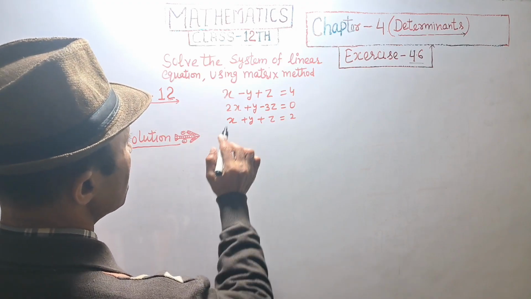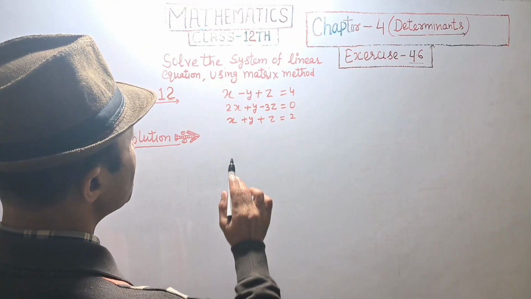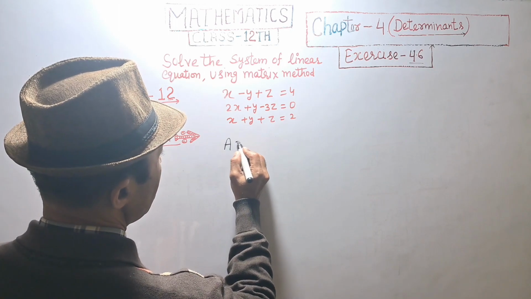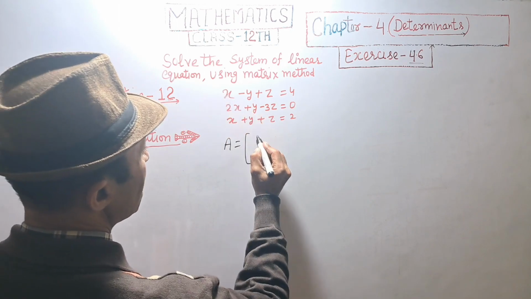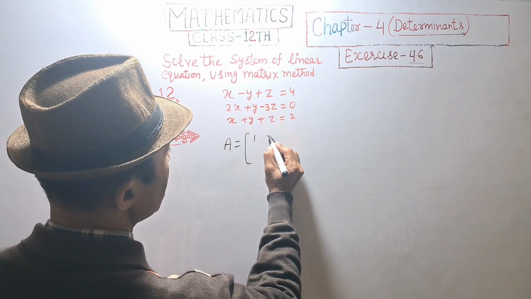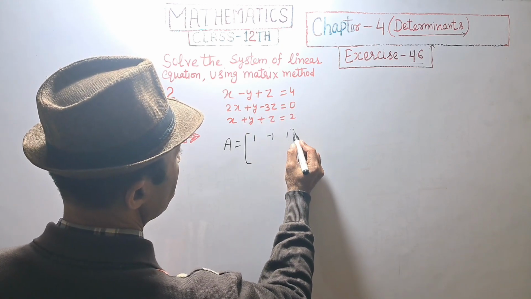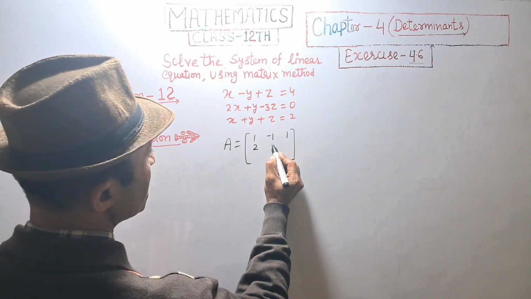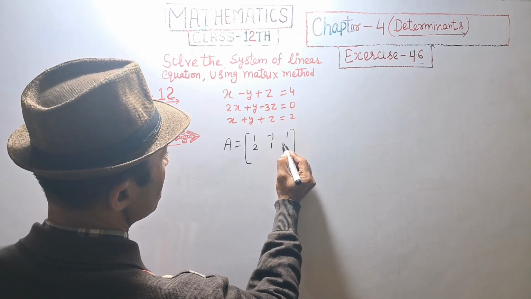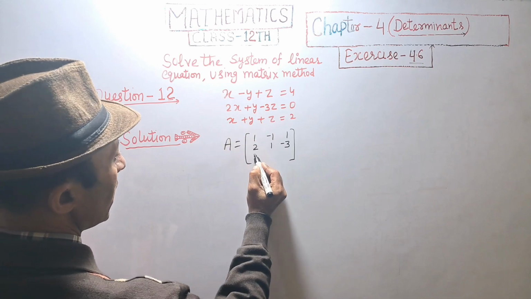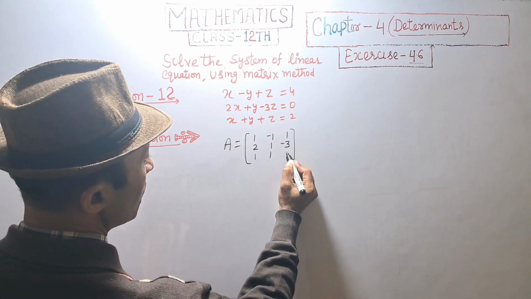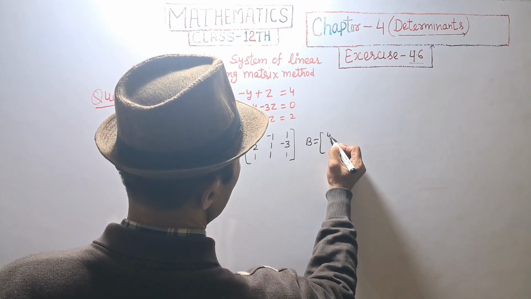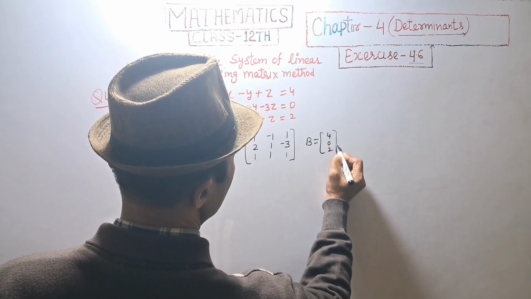Question number 12. Solve the system of linear equations using the matrix method. In the first equation, the coefficient of x is 1, the coefficient of y is -1, and the coefficient of z is 1. And in the second equation, the coefficient of x is 2, the coefficient of y is 1, and the coefficient of z is -3. A is the matrix 1, 1, 1, and B is equal to 4, 0, 2.